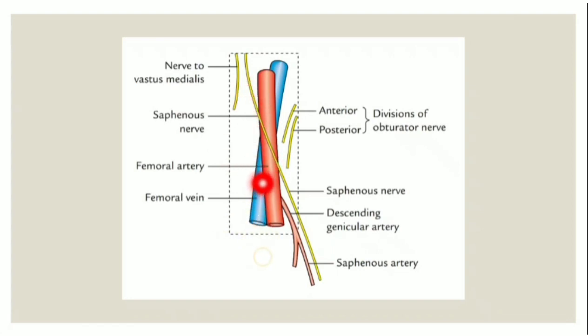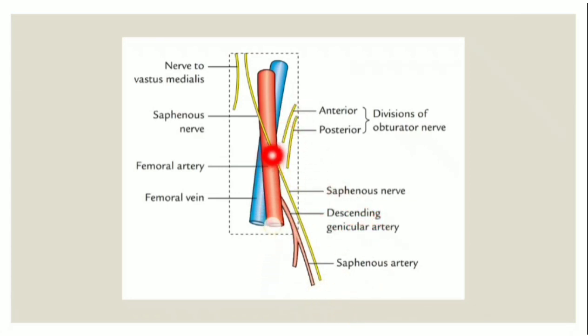So the femoral artery passes through the whole length of this canal. Before leaving the canal, it gives many muscular branches, and it will give only one named branch, the descending genicular artery.